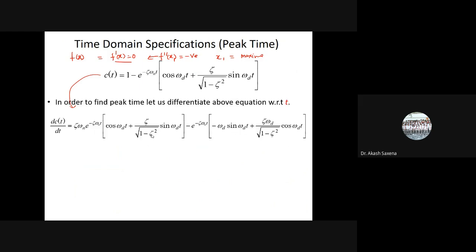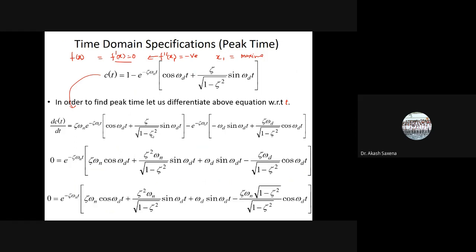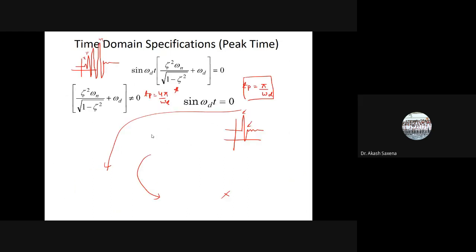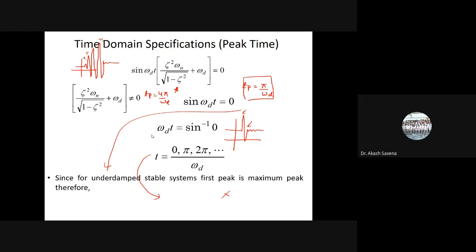Here, the first peak time I can also calculate, where I put the differentiation of this equal to 0, and I obtain that f dash x is equal to 0 at maxima. After this point, the value of the function is negative, then I will be able to calculate the peak time also. By simplifying this expression, the peak time can be given as 0, pi, 2 pi upon omega d. Since for an underdamped stable system the first peak is the maximum, the peak time can be given as pi by omega d.